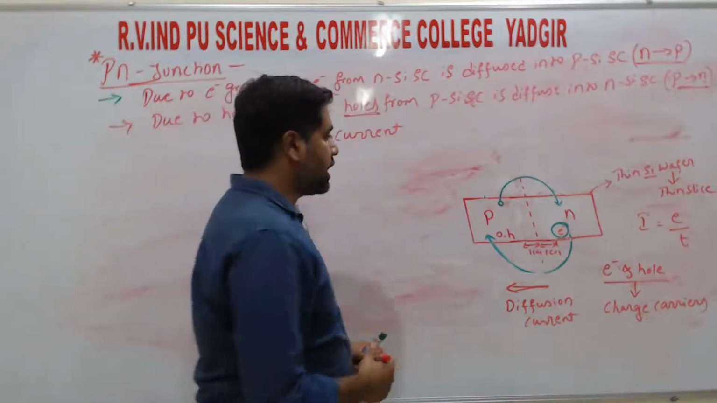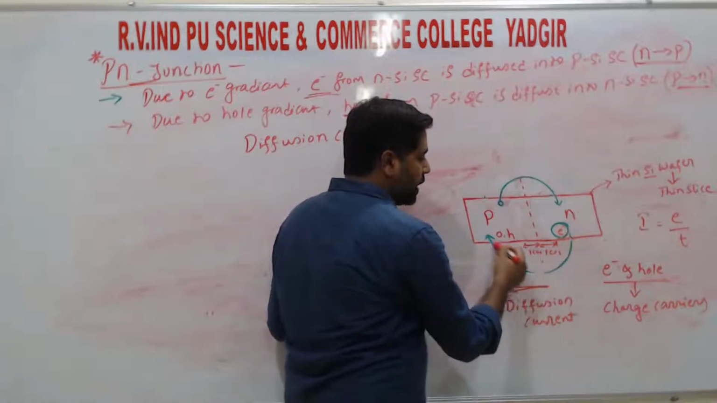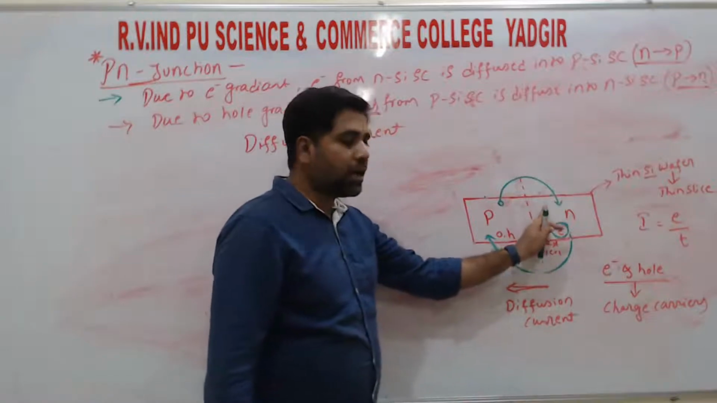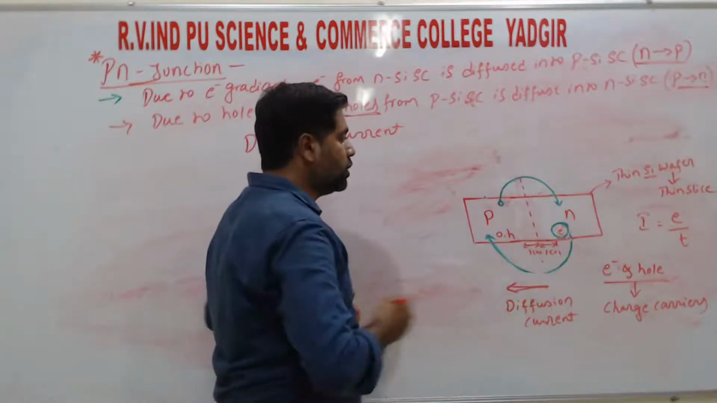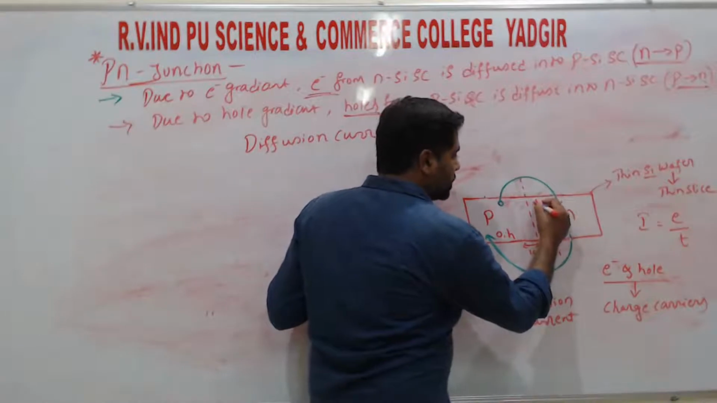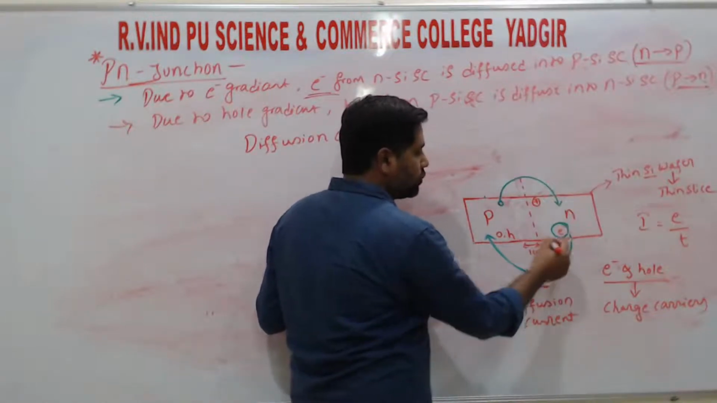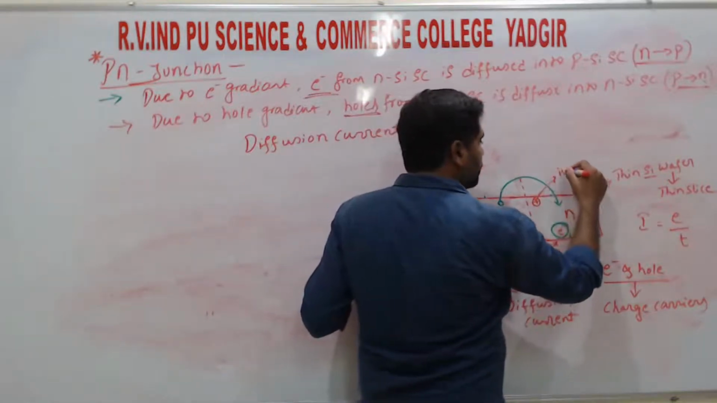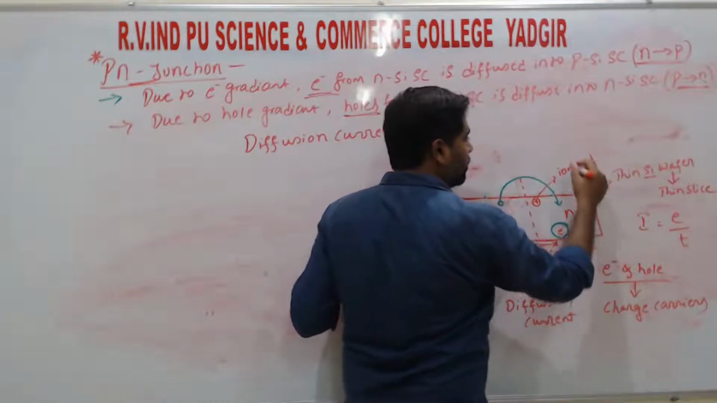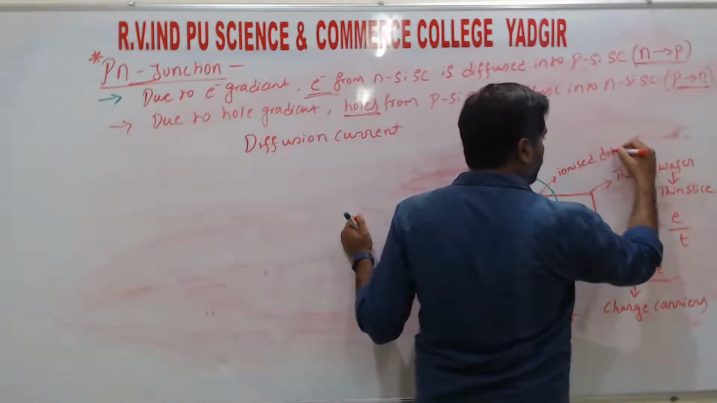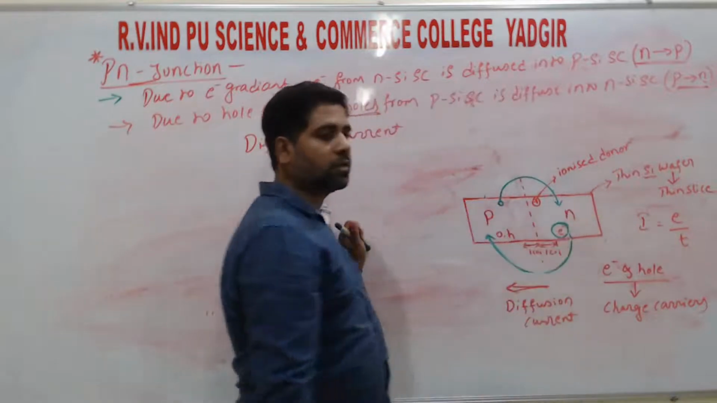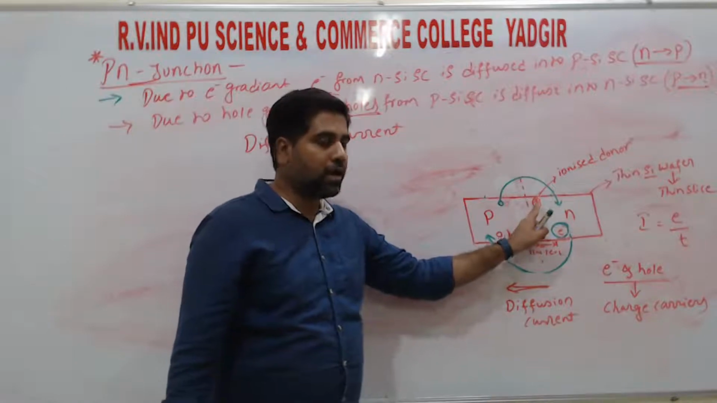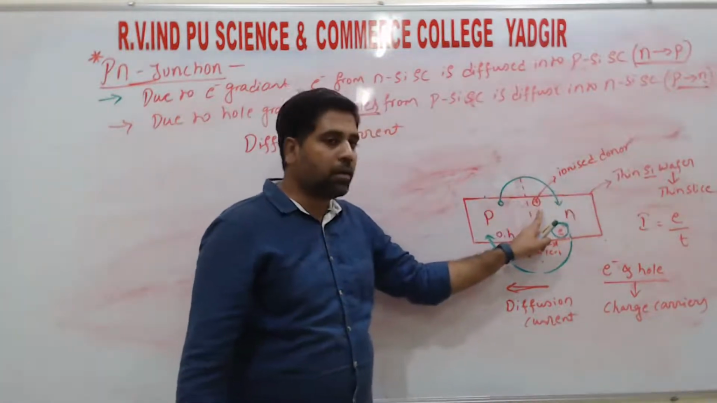Next, as the electrons move from n type to p type, they leave behind positive charges, right? So if one electron moves, it leaves an ionized atom, or we call this an ionized donor, because these are the donor atoms. As electrons move, they keep leaving positive ions, that means ionized donors here, right?